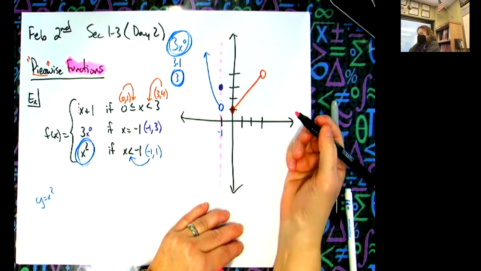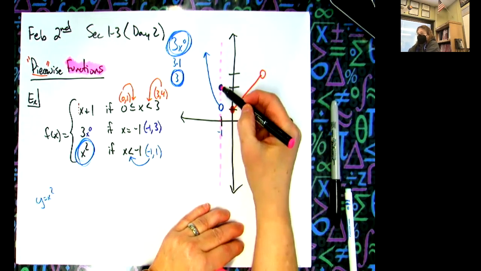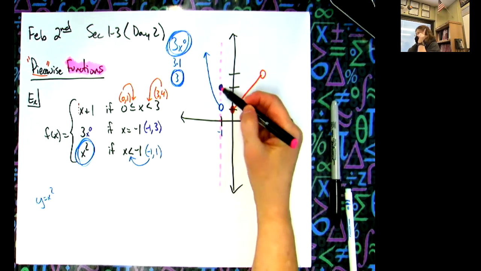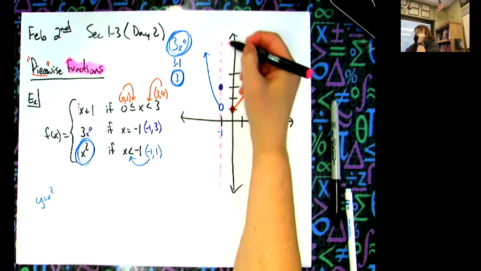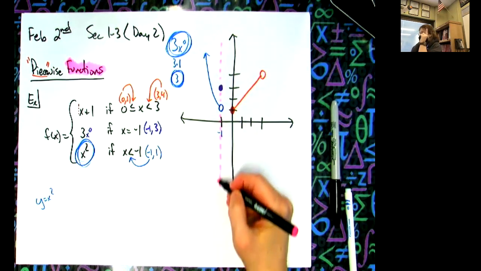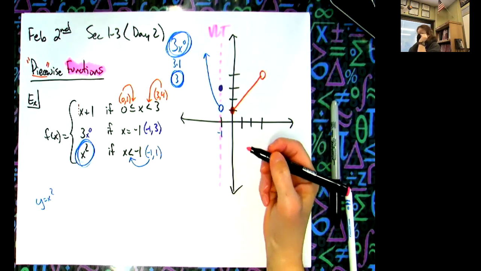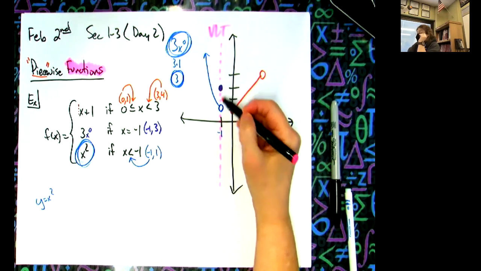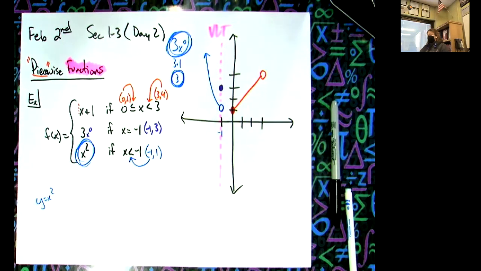How many times did it cross the graph? It crossed it here because this is a solid point. Okay, that's once. Did it cross it here? No, because it's an open dot. So when I draw the vertical line right there, I still pass the vertical line test because this is solid and this is open. So it really does pass the vertical line test.